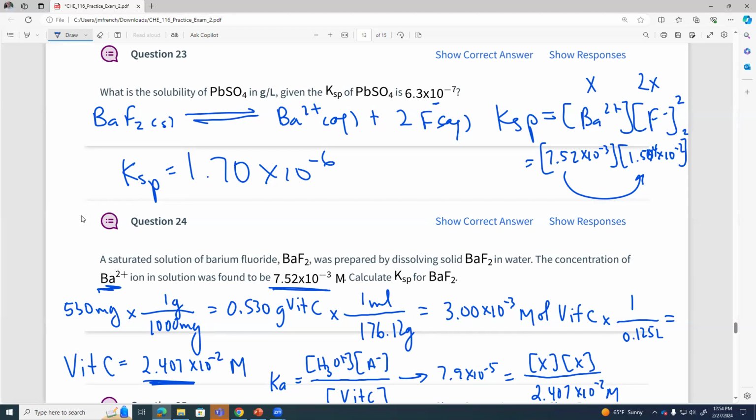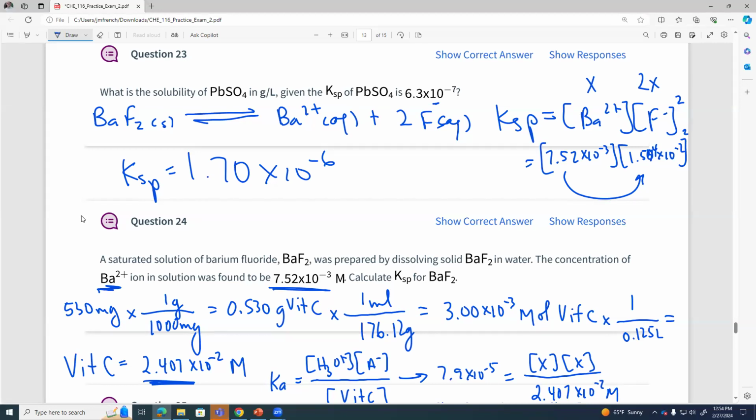Yeah, so if the KSP of barium fluoride is this, what's the concentration of barium? Then yeah, we would have X times 2X, and then we would plug it into our KSP. We get 4X cubed, divide by 4, take the cubic root. So yeah, if we didn't know either concentration, but we knew the KSP, that's how we would find the concentration.